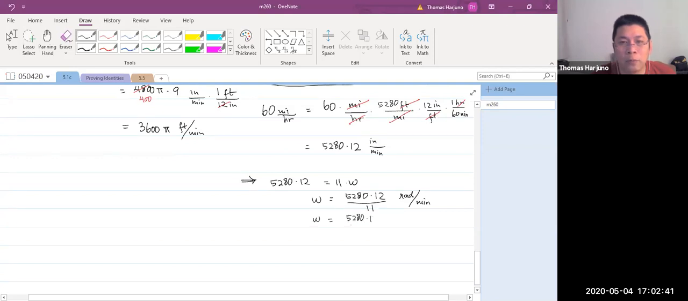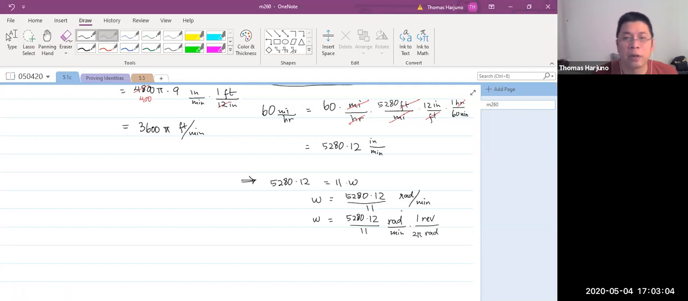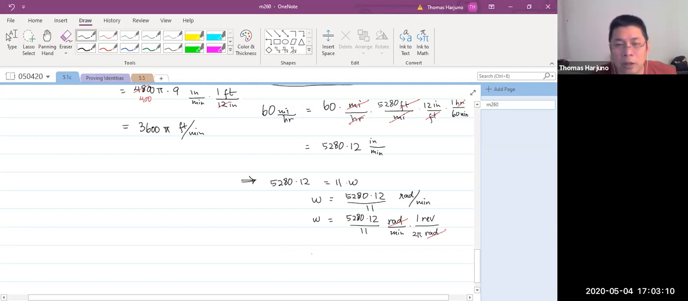5,280 times 12 over 11 radian per minute. Now to change that to revolutions per minute, one revolution is how many radians? That'll be 2 pi radians, right? That way I can cancel the radian. So the final answer will be 5,280 times 12 over 11 times 2 pi. This will be RPM.